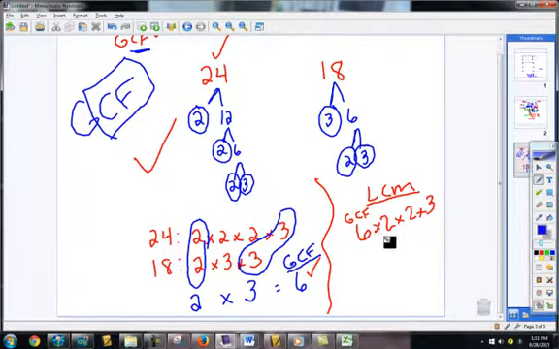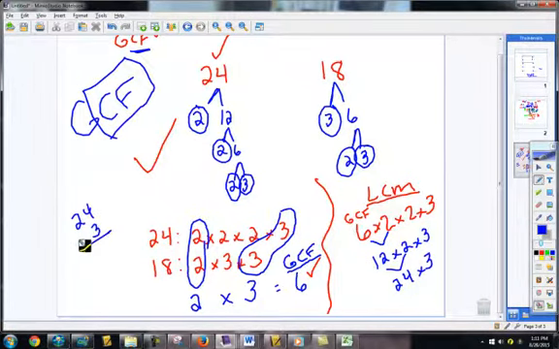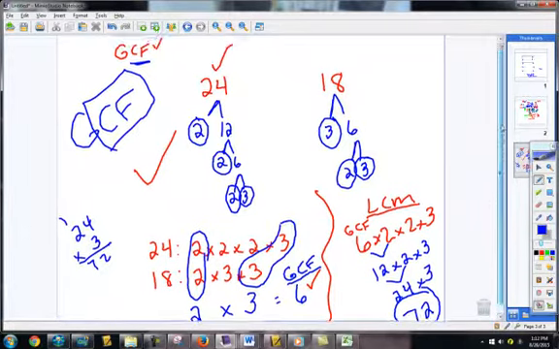Now, these numbers can get kind of big. That's okay. Just do them one step at a time. 6 times 2 is 12. 12 times 2 is 24, times 3. And if you don't know what 24 times 3 is, just go off to the side and multiply it out. 4 times 3 is 12. Carry 1. 3 times 2 is 6, plus 1 is 7. There we go. We know that the LCM for 18 and 24 is 72.